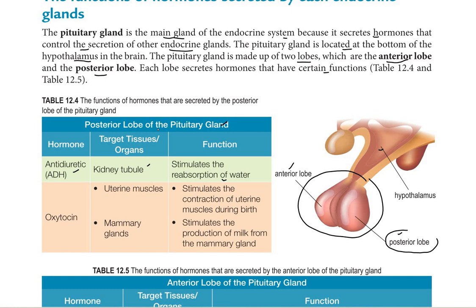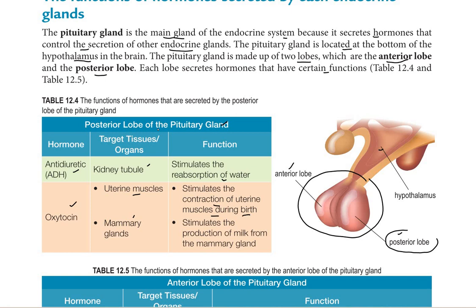Then another hormone is oxytocin. The target tissue is the uterine muscle at the uterus, and also the mammary glands. For the uterine muscles, the function is to stimulate the contraction of uterine muscles during birth. This is during delivery of the baby, during giving birth, in females. So oxytocin stimulates the contraction of uterine muscles during birth.